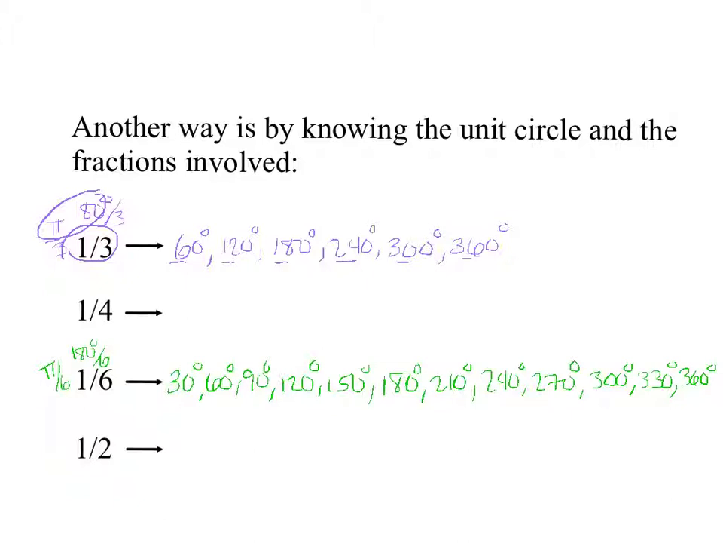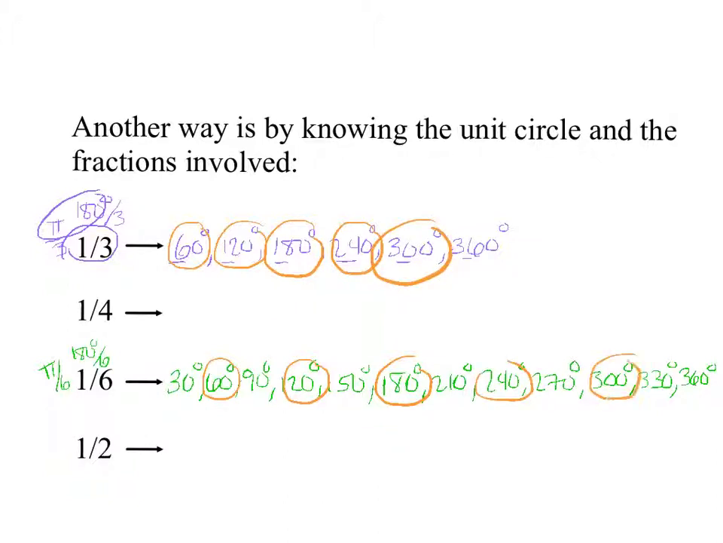We have 60 in both of these. And we have 120 in both of these, and we have 180 in both of these, and we have 240 in both of these, and 300 in both of these, and 360 in both of these. So even though I have 60, 120, 180, 240, 300, 360 in the pi over 6 ones, if I ever see those, I'm actually going to go to the pi over 3 ones and do that, and we'll practice that.